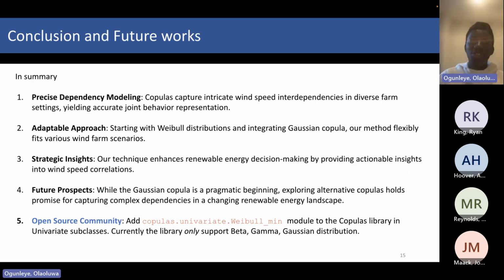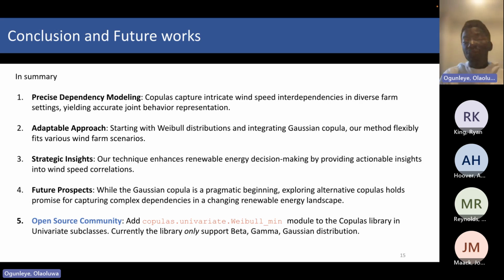In conclusion, one of the important things we notice is the precise dependency modeling. In our case, copulas capture intricate wind speed interdependencies in diverse wind farm settings. Also, we had an adaptable approach: starting with a Weibull distribution and integrating a Gaussian copula, our method flexibly fits various wind farm scenarios. We also got strategic insights. Our technique enhances renewable energy decision making by providing insights into how we could see the correlations.